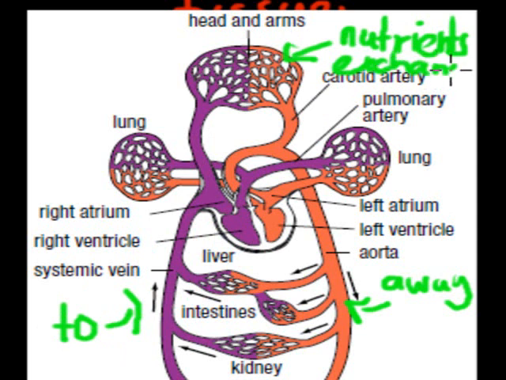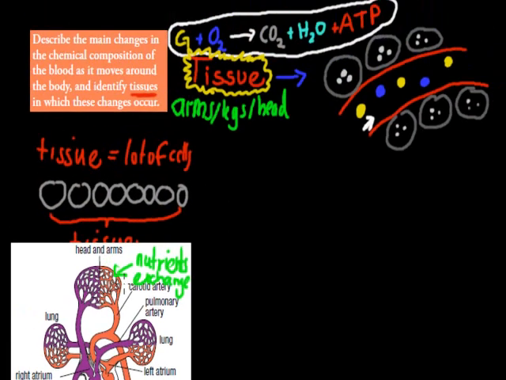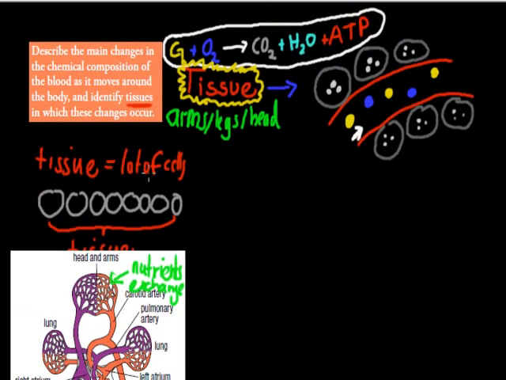Just as a revision from last time, we've got our arteries going away, our veins going to the heart, and our capillaries in between to make sure we have the material and nutrients being exchanged. So let me talk about the actual dot point. It talks about chemical composition changing from one area to the next. Chemical composition refers to glucose, CO2, O2, all that stuff, and how that changes when blood moves to different areas.